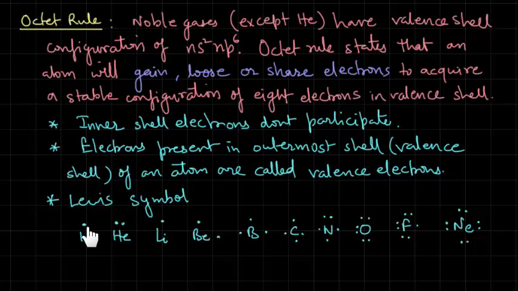Lewis symbol. This is just a nomenclature where you write the symbol of the atom, and then you mark the number of valence electrons on that particular atom. In the case of hydrogen it is 1, for helium it is 2, for lithium it is again 1, for beryllium it is 2, for boron it's 3, like that.